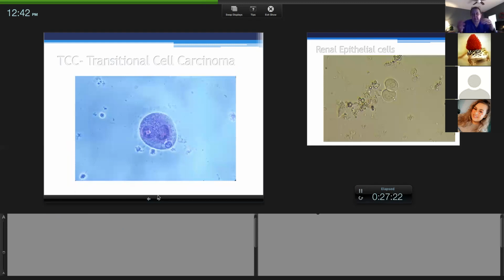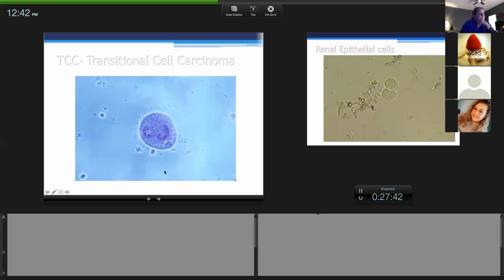I've told you guys before, I remember telling you in anatomy, the common bladder cancer in dogs is called transitional cell carcinoma, or TCC, which is cancer of those cells in the bladder. And when an animal has TCC, a lot of times there's a tumor growing in the bladder, and sometimes that tumor sheds these cells.